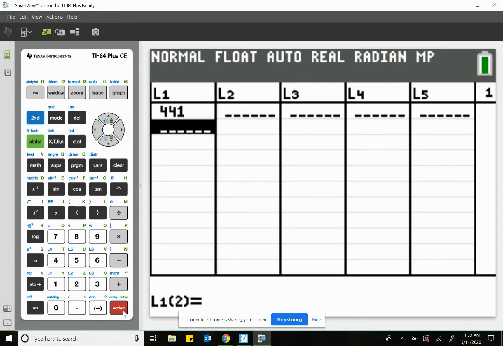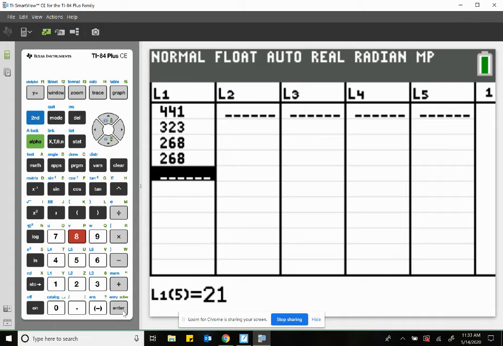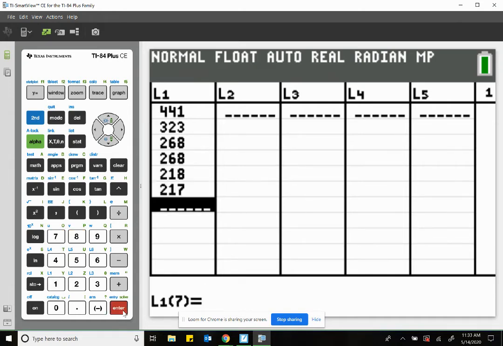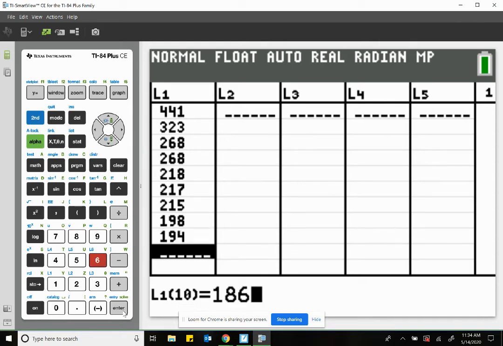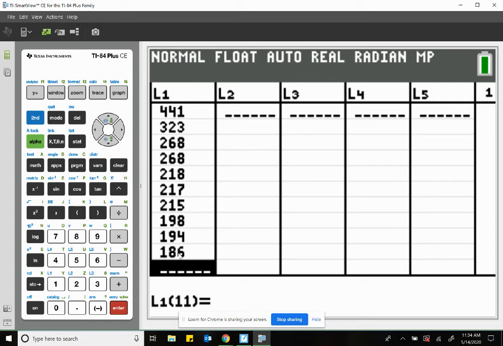441, 323, 268, 268, 218, 217, 215, 198, 94, 186. And notice we ended at number 10, so that means I've got my 10 entries in here, so I know this is all valid.